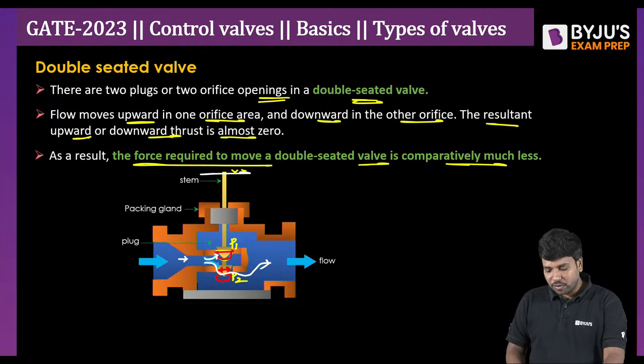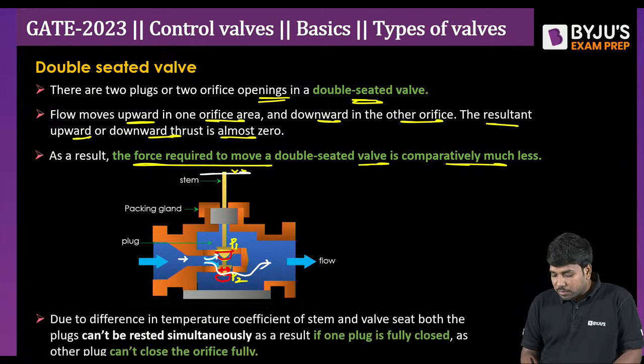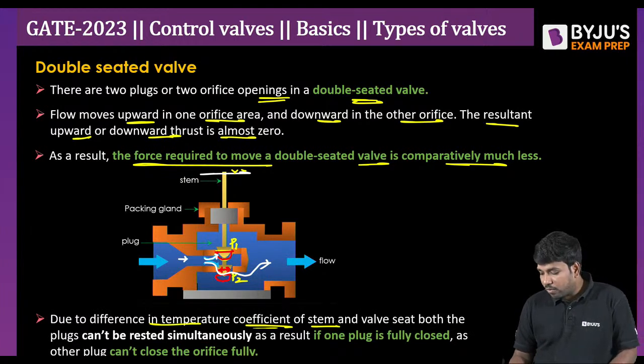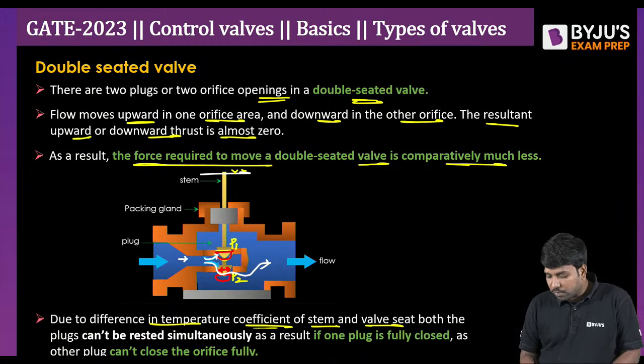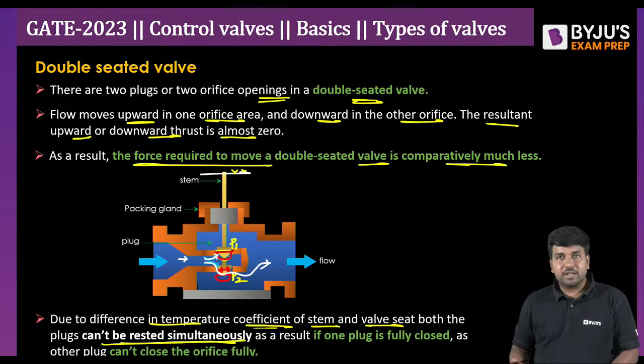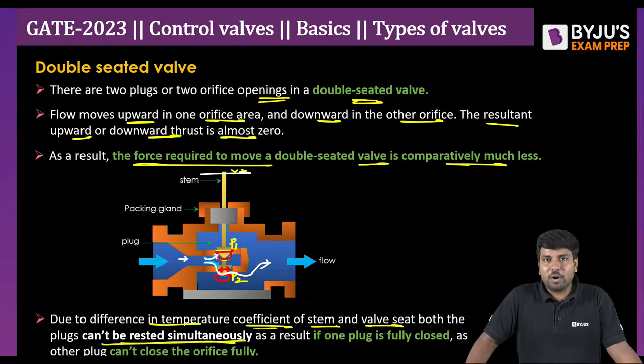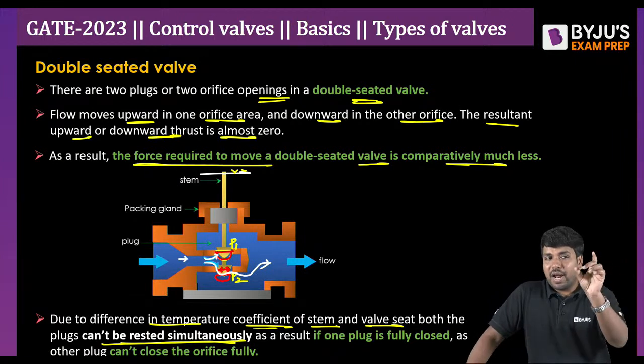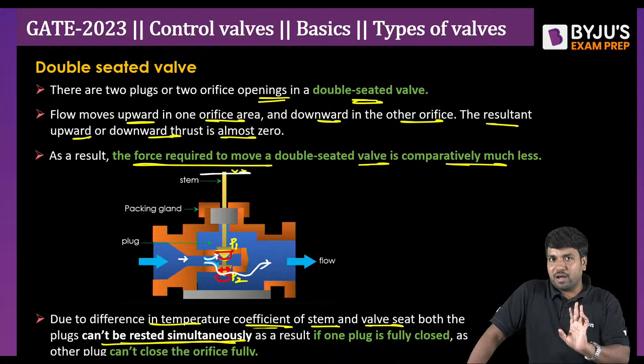What was the disadvantage we have discussed? Just now I have told you, due to the difference in temperature coefficient of stem and valve seat, both the plugs can't be rested simultaneously. This is what I told you, right? So there are two options here. One is plug 1 and plug 2. The expansion of the plug 1 is not equal to plug 2.